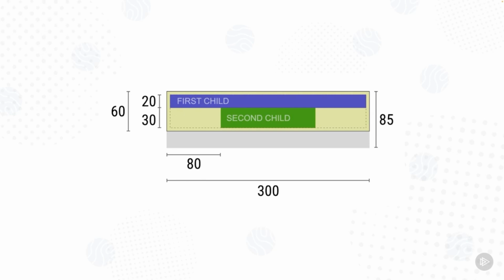Constraints go down means the parent container sends size limits, constraints, to its children, telling them the smallest and largest sizes they can be. Sizes go up means each child decides its own size within the given constraints and sends this size back to the parent. Parent sets position meaning finally the parent places each child in its layout based on the sizes it received.